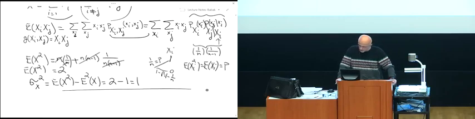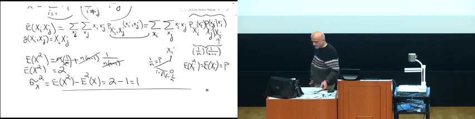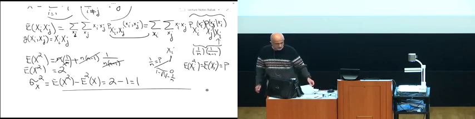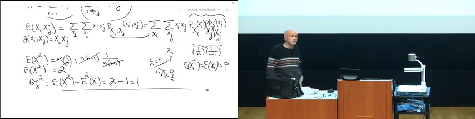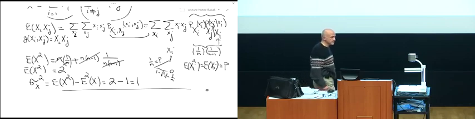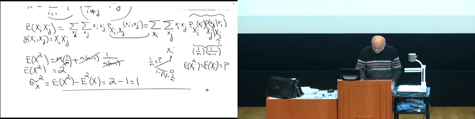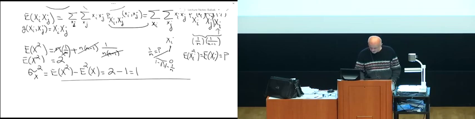All right, I'll give you a 2-minute break, and then we're going to do this sum of independent random variables and how to determine the probability mass function of that sum. And then I'll move on to continuous random variables. All right, take a break.